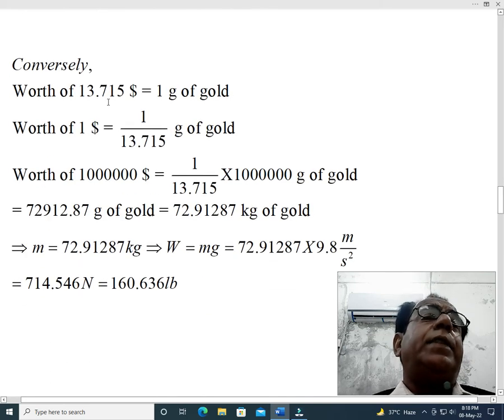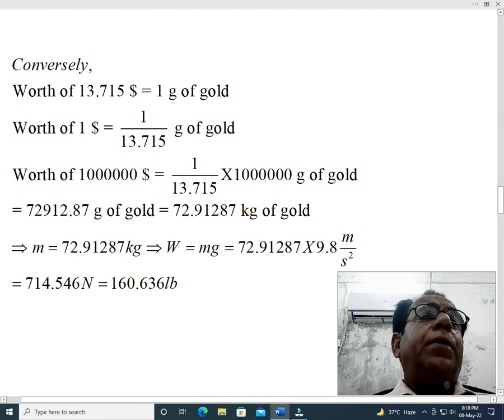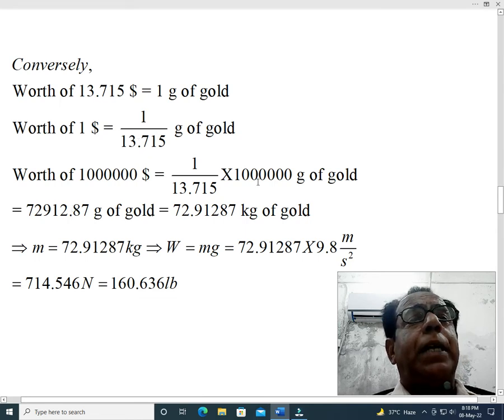Conversely, worth of this so many dollar is equal to 1 gram of gold. Hence, worth of $1 is equal to 1 divided by 13.715 gram of gold. When we have found worth of $1, then definitely we can easily find out worth of $1 million. Hence, this will be multiplied with 1 million.